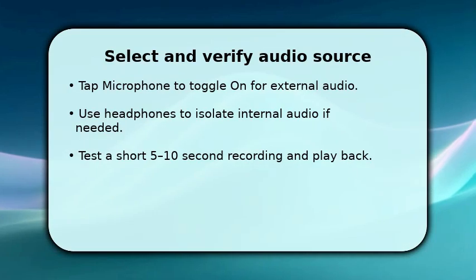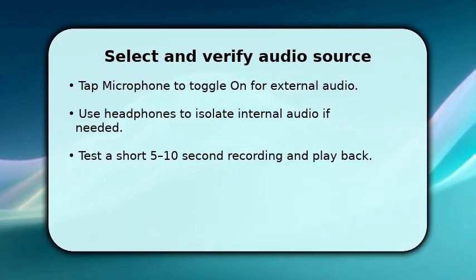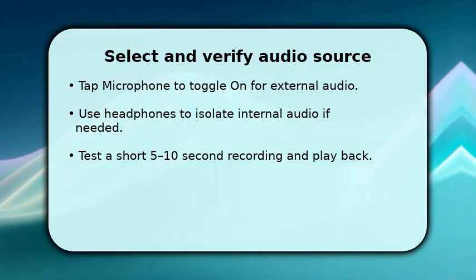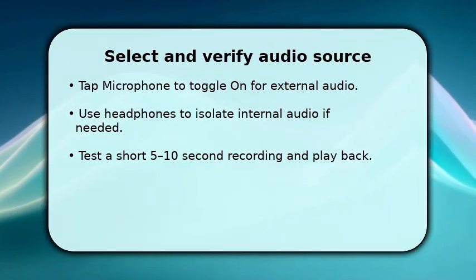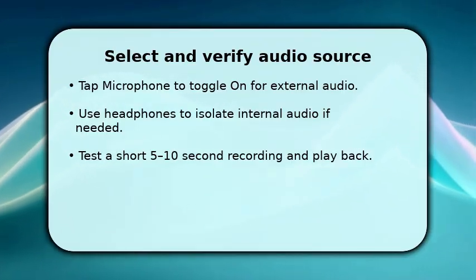Now focus on the how and why of source selection. When the microphone audio icon is on, you capture live mic sound. When off, you capture app/system audio only. If you need internal app audio, connect headphones or use speaker depending on app restrictions.